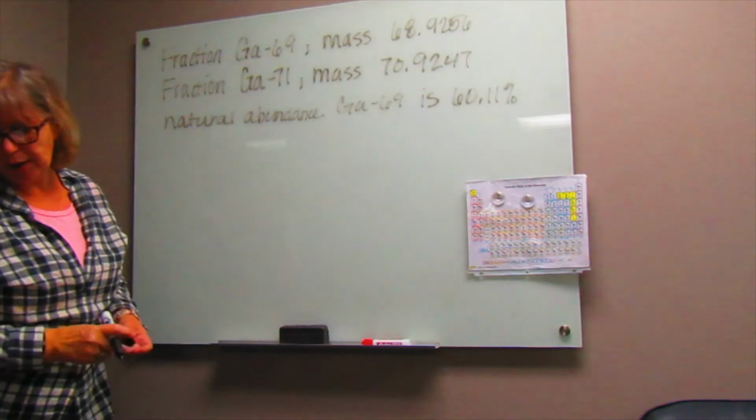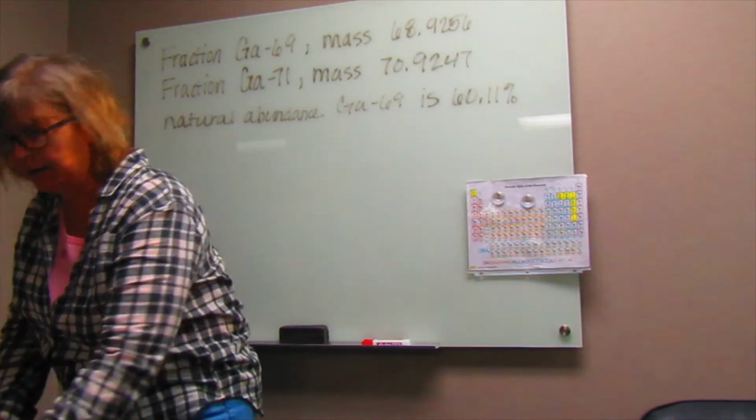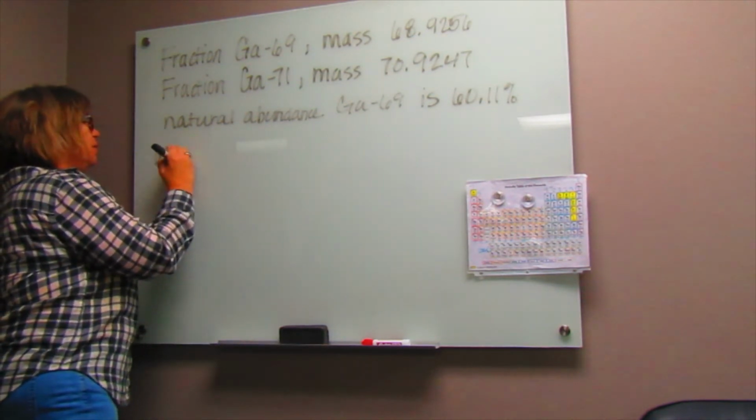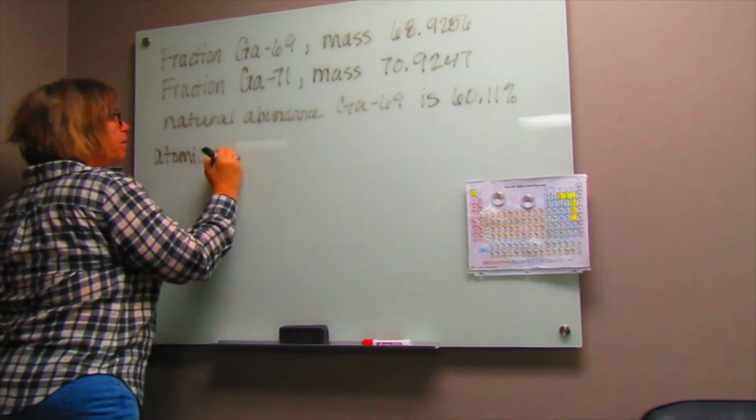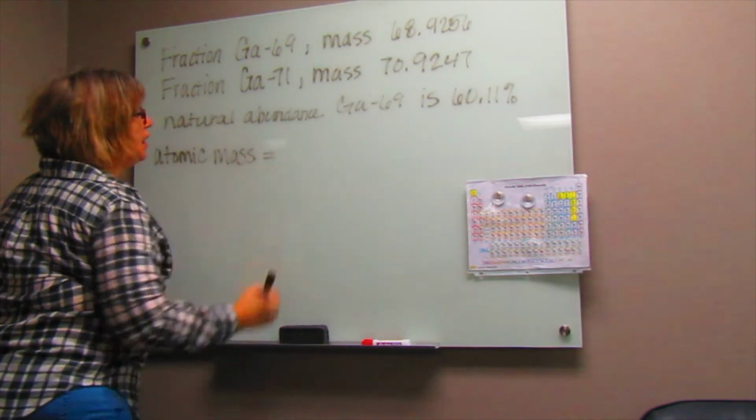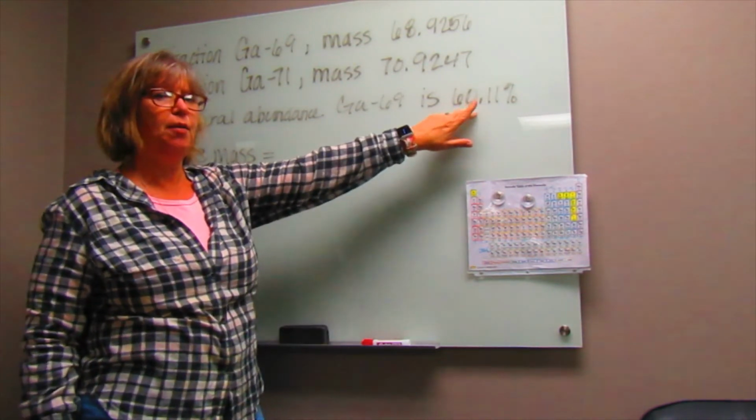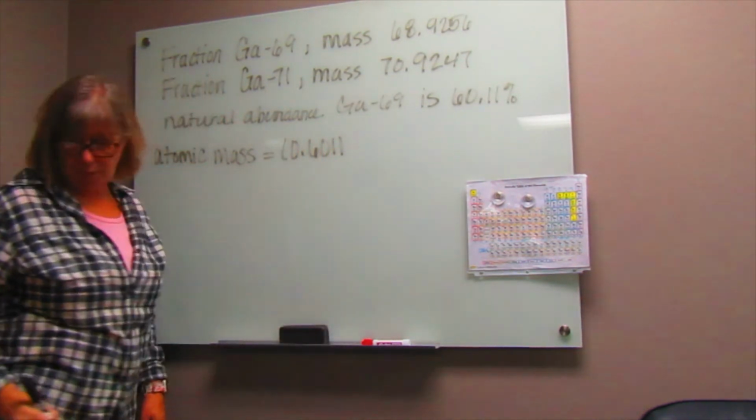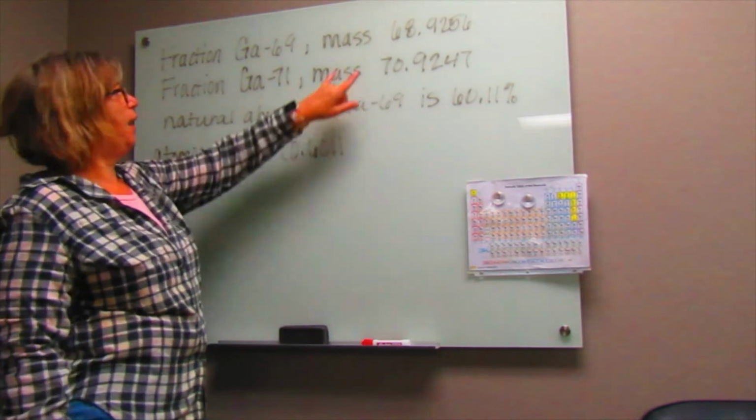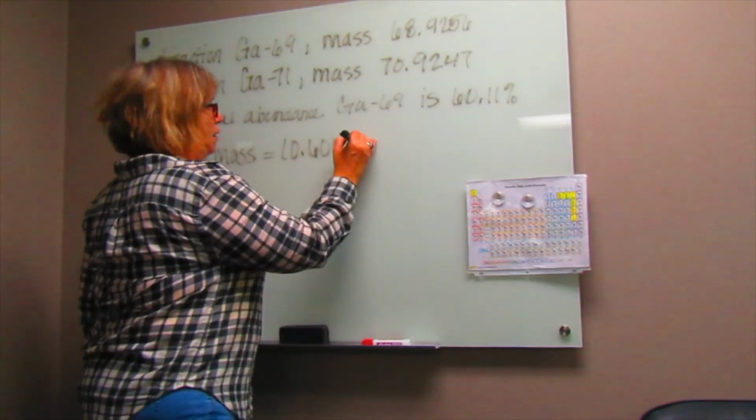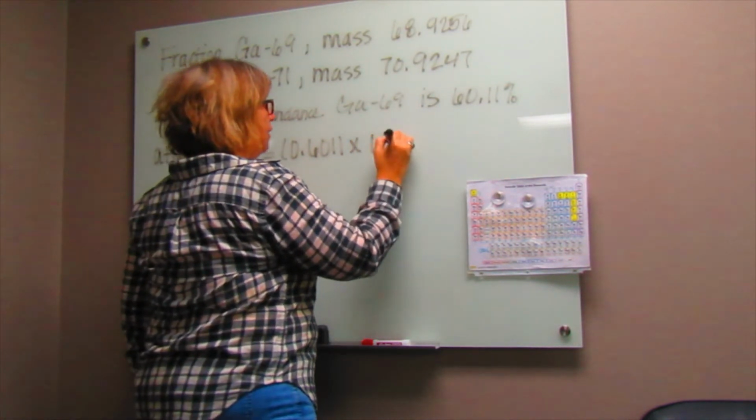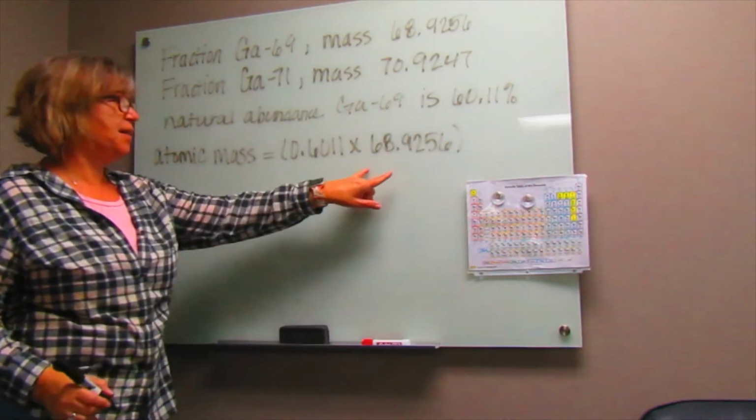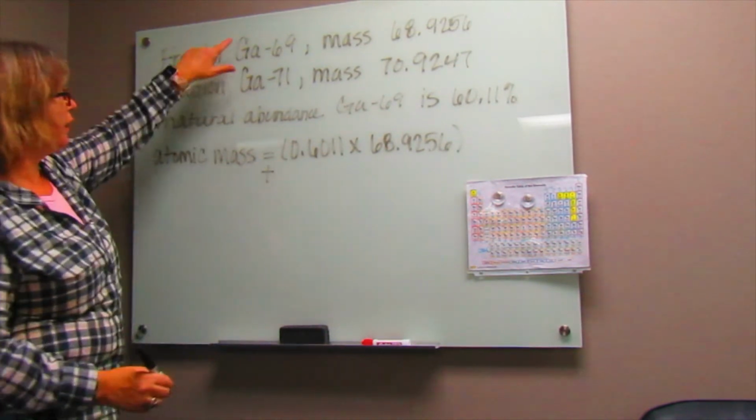Okay, so calculating the atomic mass of two isotopes is pretty simple. So we have our atomic mass is equal to our percentage of natural abundance, which is 0.6011. We're going to multiply that by our mass, 68.9256, and then we're going to add it. So this is for our gallium-69.